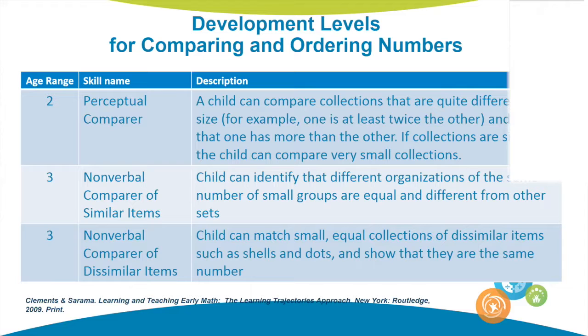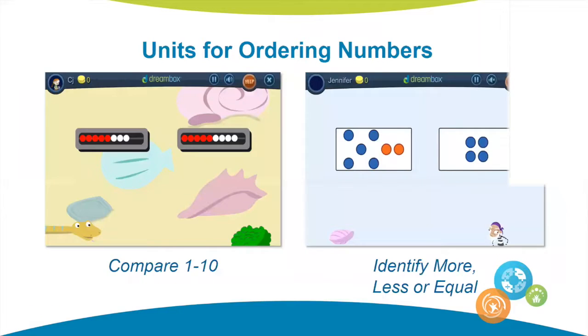So to give you a kind of a visual of what that looks like in Dreambox, I'm going to go into those lesson groups. So 2 of the lesson groups, and these are the ones that we introduce to students very first thing when they work in Dreambox, are comparing 1 to 10 and identifying more, less, or equal. Okay, so we've got those nice visuals.